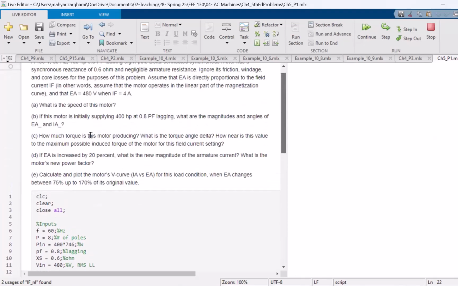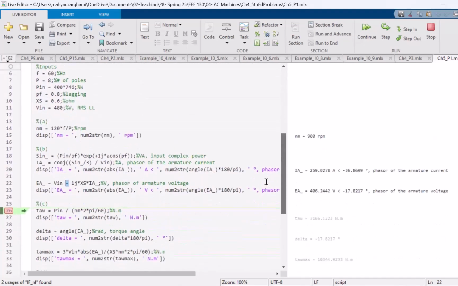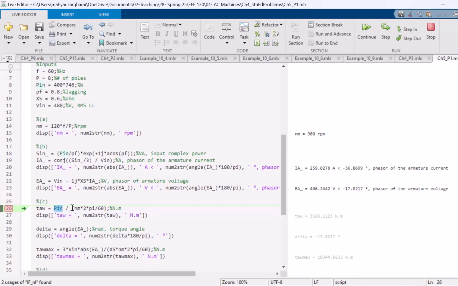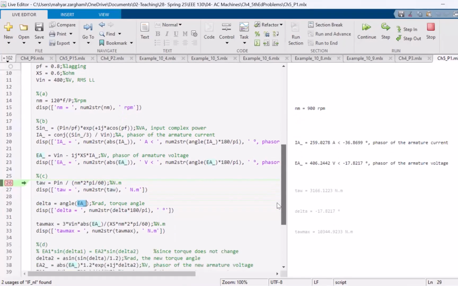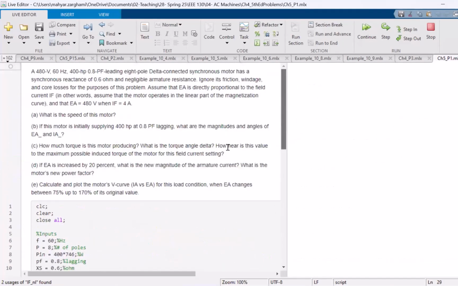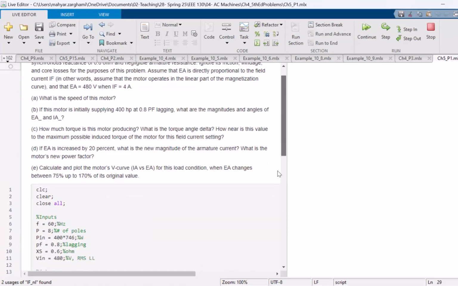Part C, how much torque is this motor producing? The torque comes from P divided by speed, right? And since P in and P out are the same, since there is no loss, this tau would be both the applied torque on the mechanical side and also the electromagnetic torque. These are the same values. Delta would be the angle of EA, which becomes the torque angle. How near is this value to the maximum possible?